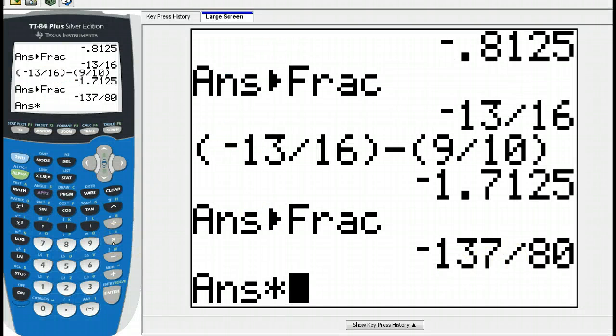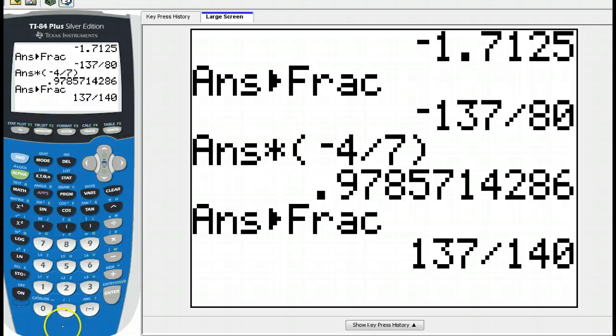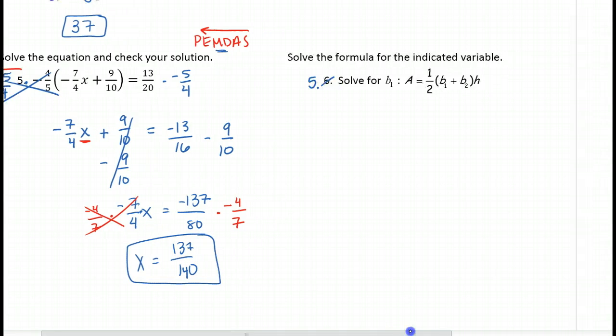So I need to multiply by negative 4/7. You can always just hit times, right? The answer, which is negative 137/80, times negative 4/7. Math, enter, enter, right? We always want a fraction. So 137/140. Don't be scared. Fractions are always okay as answers.